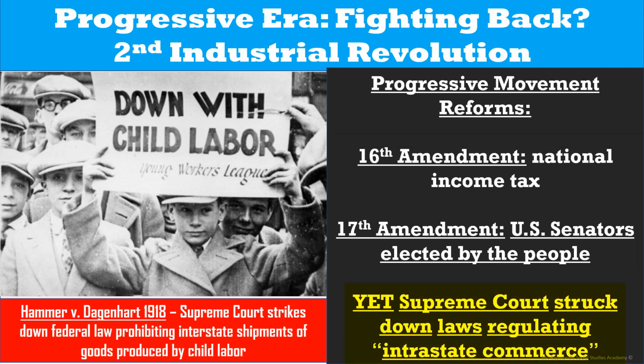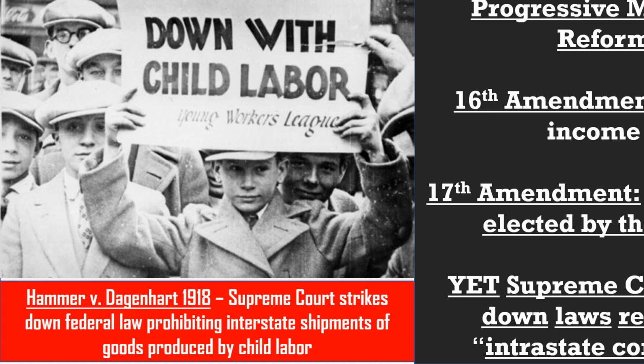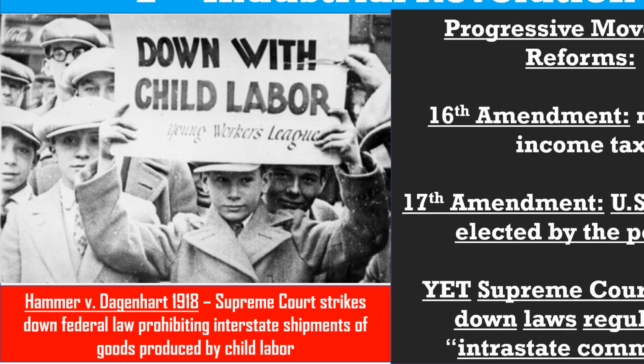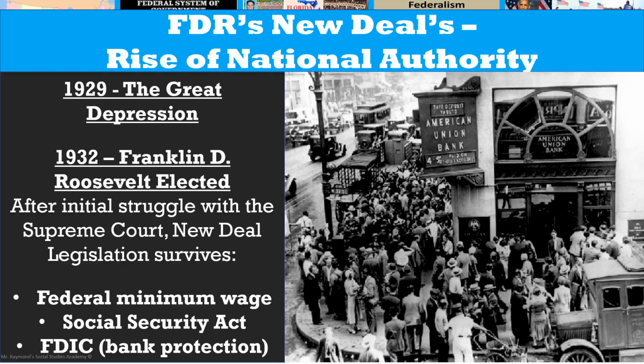However, the Supreme Court struck down a federal law prohibiting the interstate trade of goods made using child labor. Again, dual federalism wasn't dead, and they argued that manufacturing fell under intra-state commerce. Well, all of this would change with the Great Depression and FDR's massive New Deal program, creating federal relief agencies to deal with a problem that the states were obviously unable to handle.